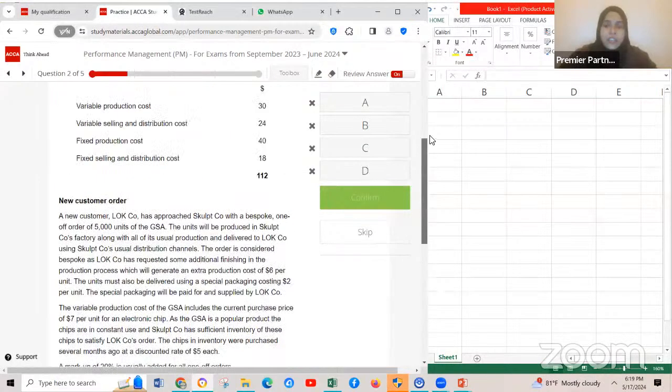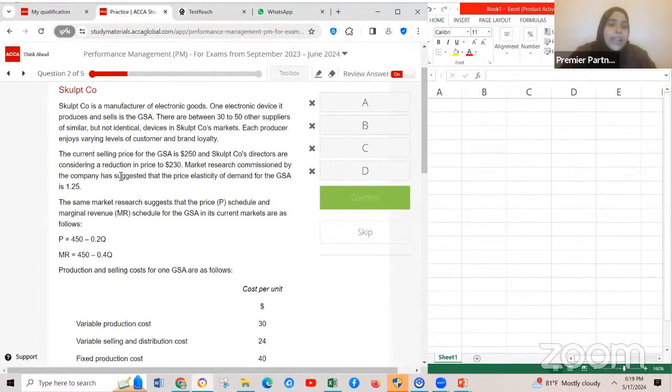Which of the following statements about the price elasticity of demand for GSA is true? Now, guys, just go to that paragraph. They told you the price elasticity is 1.25. You guys tell me, is it inelastic or elastic demand? First, tell me that. 1.25, what is it? You all should be knowing that. Elastic demand, which means the percentage change in demand is greater than the percentage change in price. Now, keep that in mind.